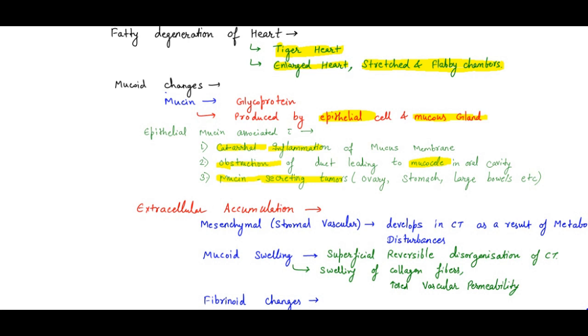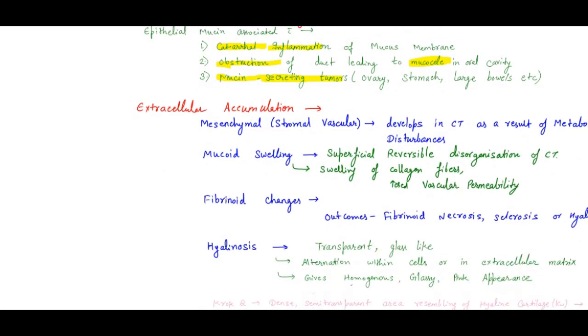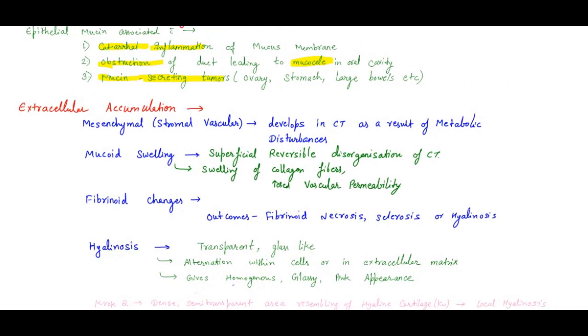Now we go for the extracellular accumulation. Remember we have the mesenchymal or stromal vacuolation, which develops in situ as a result of metabolic disturbance. Then we have the mucoid swelling. If you want to remember this, just remember mucoid swelling. We see the swelling of the collagen fibers, increased vascular permeability, and it can also be due to the superficial reversible disorganization of the connective tissue.